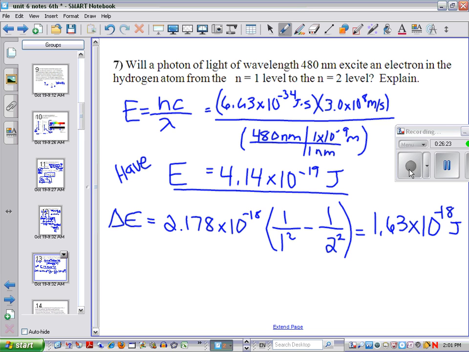Now, this is how much you have. This is how much energy you need. Do you have enough energy to make that electron jump? Is this number bigger than that number? No. So the answer is nope. The electron will not jump to the higher energy level if you put a photon with a wavelength of 480 nanometers into the atom.